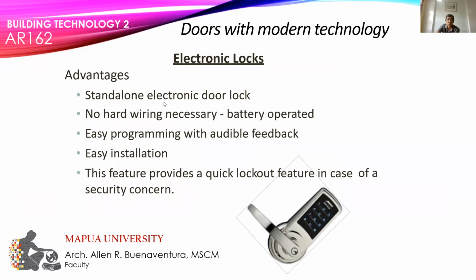Advantages: a standard standalone electronic door lock. It has no hard wiring necessary. It's battery operated. So there is a battery on the other side of the door, and you need to make sure that this battery is always working. Easy programming with audible feedback. Easy installation. This feature provides a quick lockout in case of a security concern. So this is usually used in condominiums, in single door houses. No? If you have a house that only has one door, you can use an electronic lock on the main door.